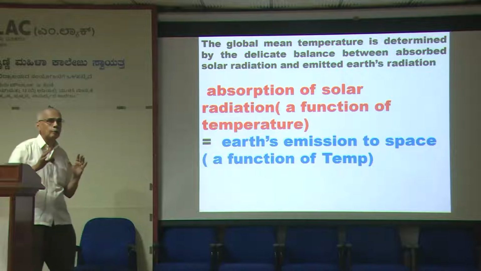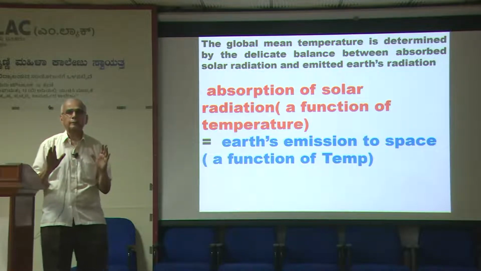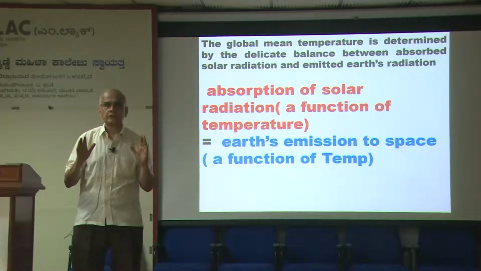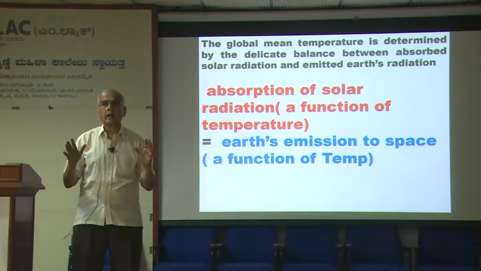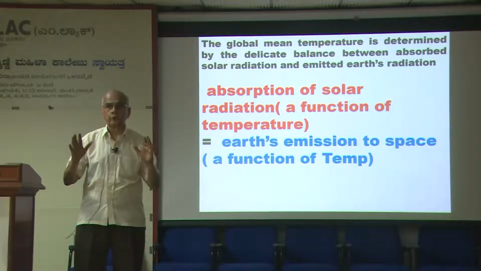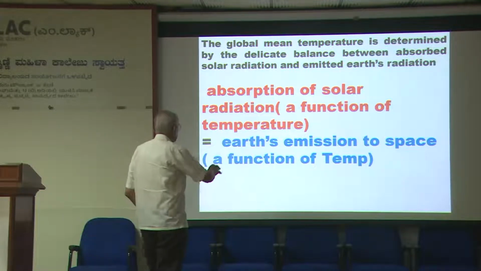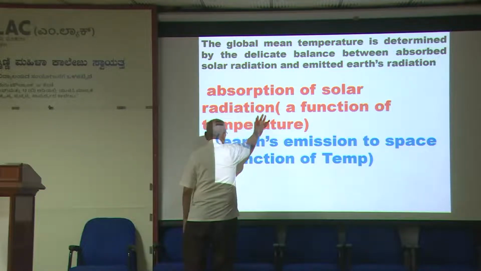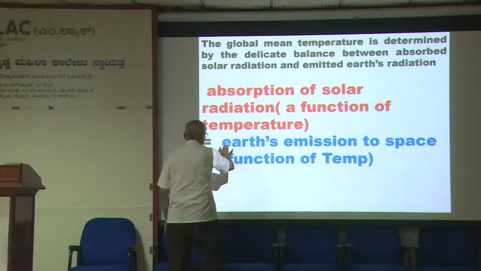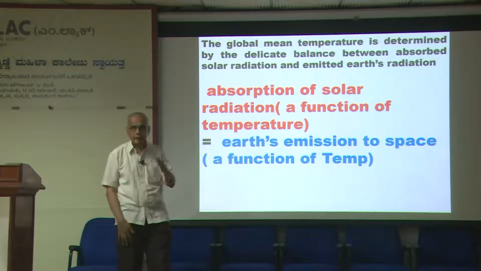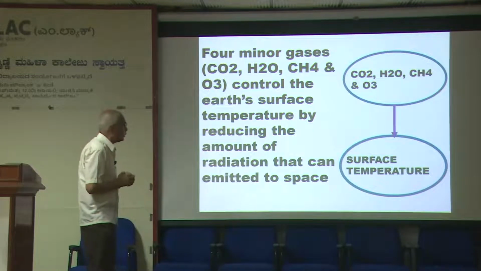Now to understand the global mean temperature, it's a very simple energy balance. All of you know that the laws of physics dictate that energy must be conserved. Okay? And so that is the principle you want to use to understand the global mean temperature. So the absorption of radiation by the Earth and atmosphere has to equal the emission by the Earth to space. This is the balance. Okay? Now let's look at the balance. What controls the balance?